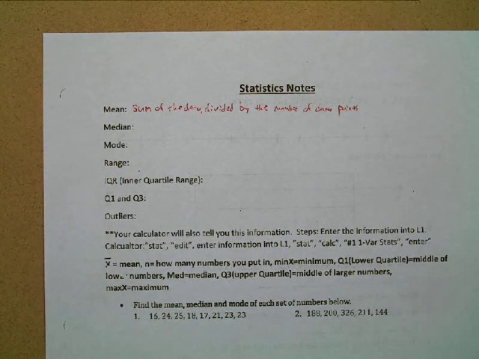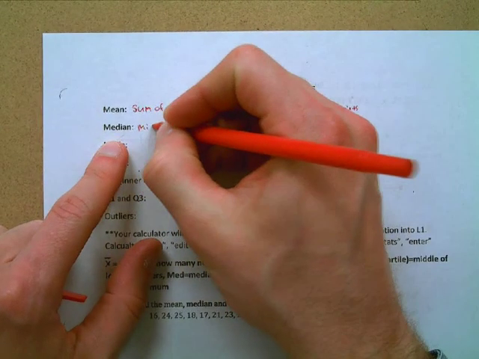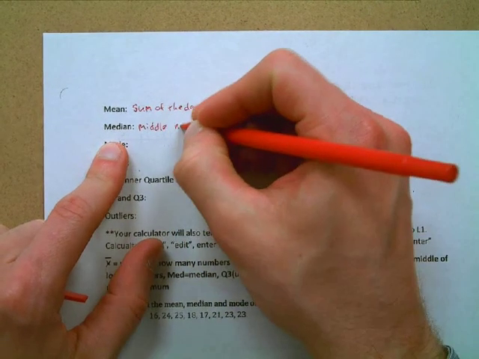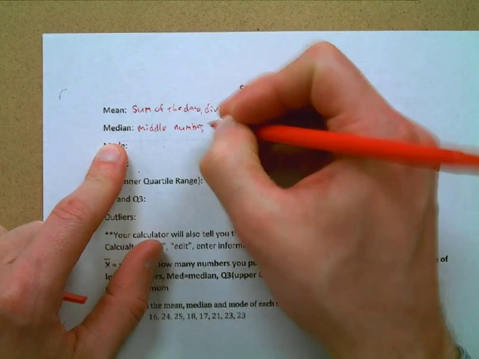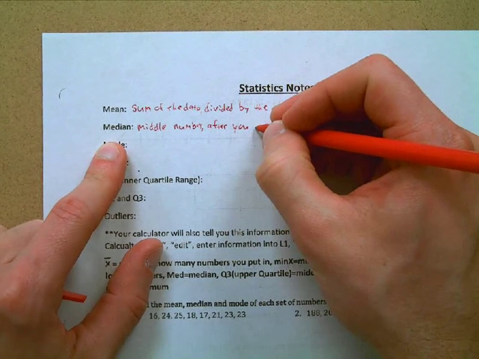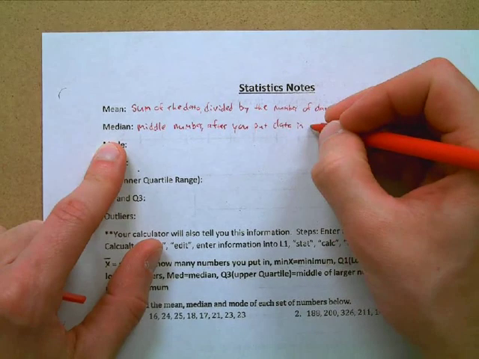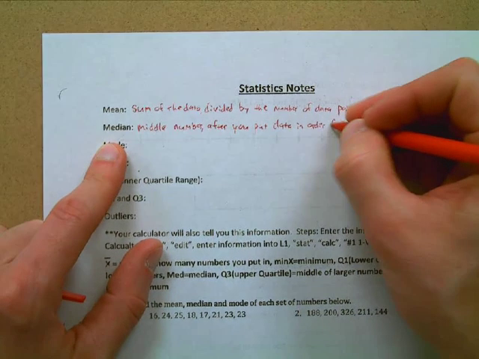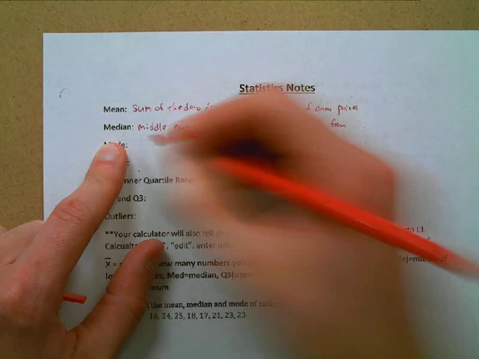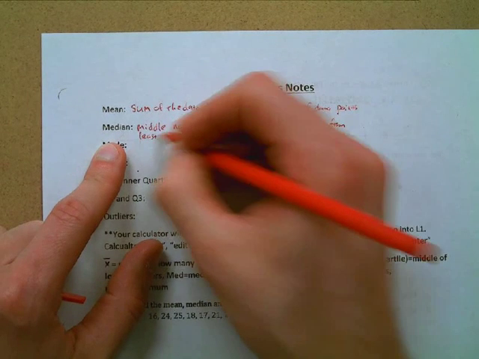The middle number after you put them in order from least to greatest, okay? So the median is the middle number after you put them in order from least to greatest. Or greatest to least. It can be either way.